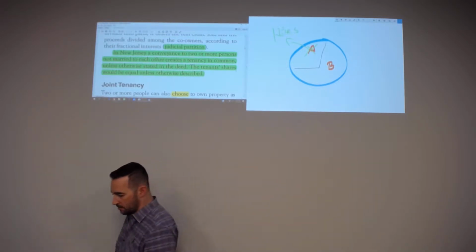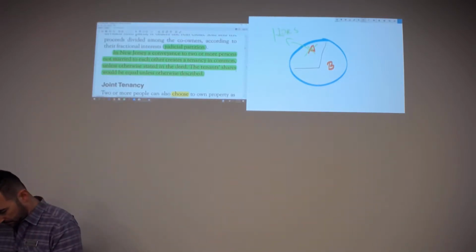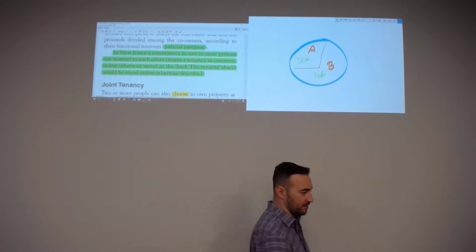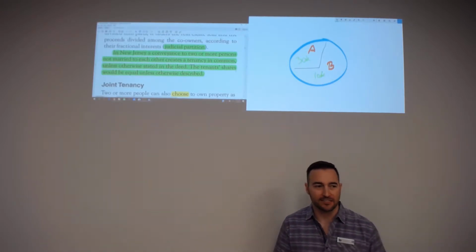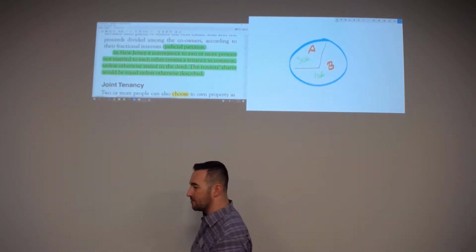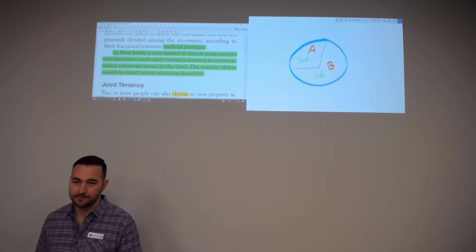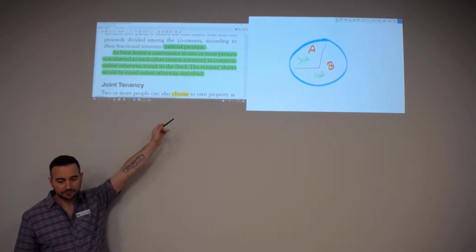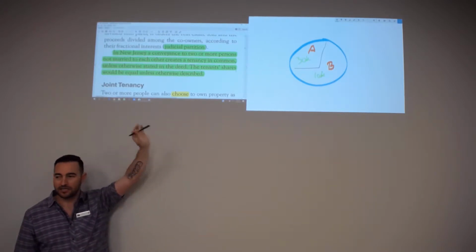A put $30,000 and B put $10,000. I know it's weird, right? I have more shares than A, but I'll explain that later. If the deed does not explain that A put 30 for 1/3 and that B put 10 for 2/3, then how do we own this property? 50-50. So that's what we just read. It says right here, the tenants' shares will be equal unless otherwise described.